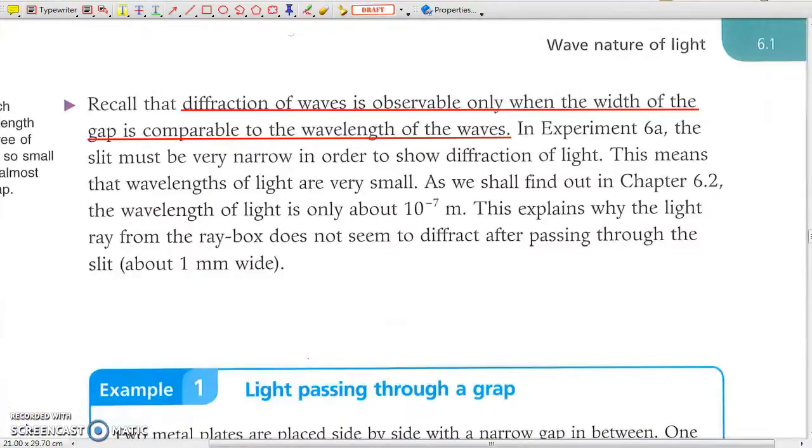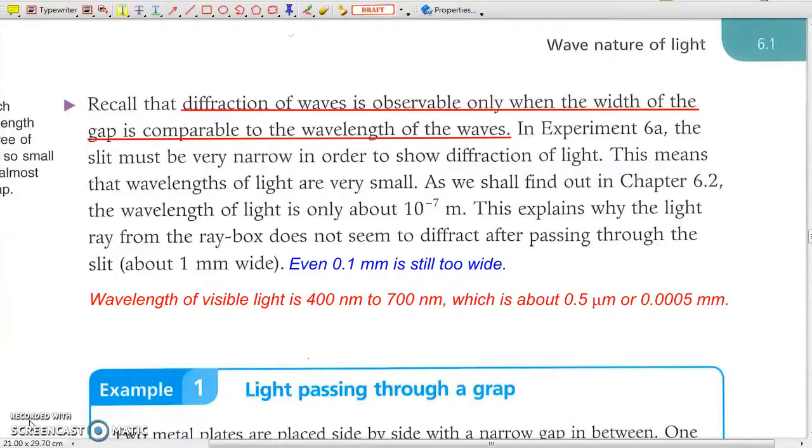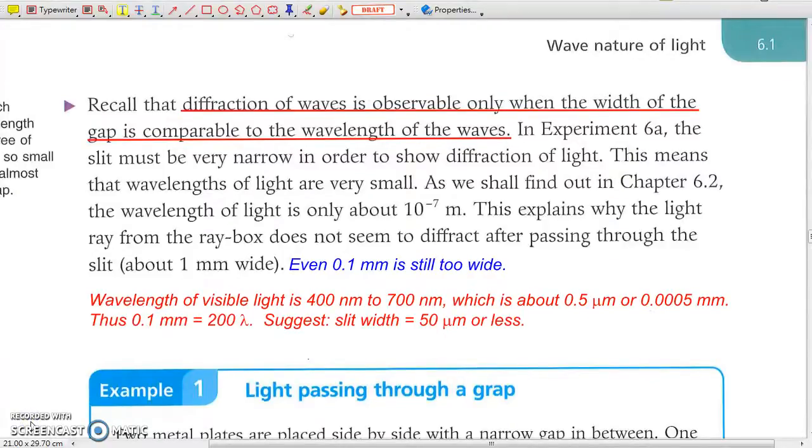To produce diffraction of visible light, the slit must be narrow enough. 1 millimeter? No. 0.1 millimeter? Still too wide. The wavelength of visible light is about 0.5 micrometer. 0.1 millimeter is already 200 lambda. A single slit of about 50 micrometer or even narrower should be used instead.